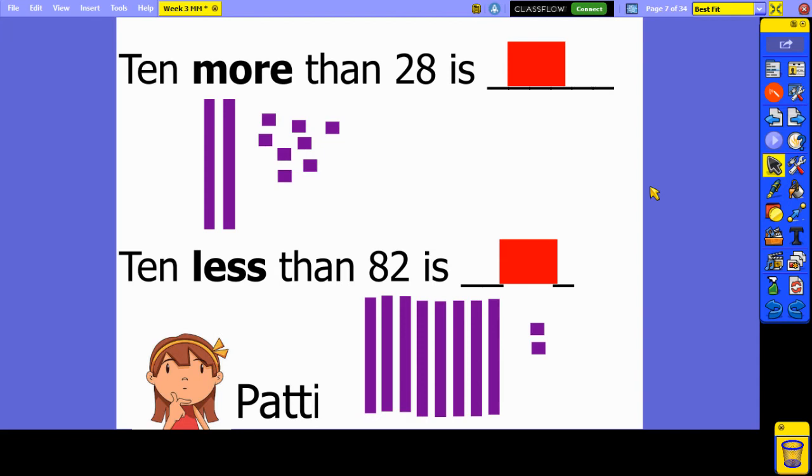Okay, 10 more and 10 less. 10 more than 28 is something. I've drawn the Deans here to help you. 10 less than 82 is something. These Deans, let's check, 10, 20, 30, 40, 50, 60, 70, 82. These show 82. What is 10 less than 82? Pause the video while you answer these two questions.